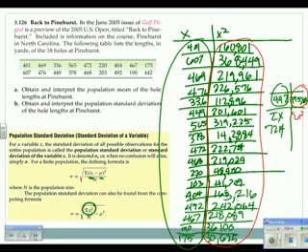Could you repeat that? I'm sorry. 3,169,268. So 3 million, not too far from 2 million. And so then we would use that for computing this. So this would be the 3,169,268 for the sum of x squared.